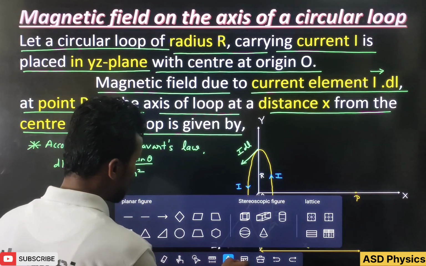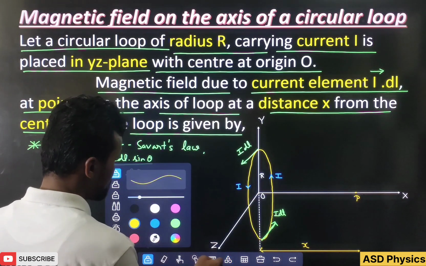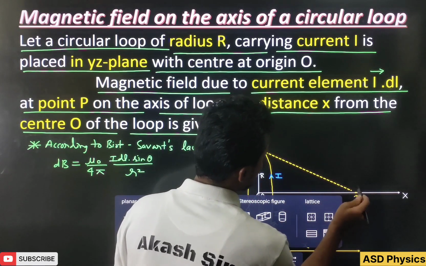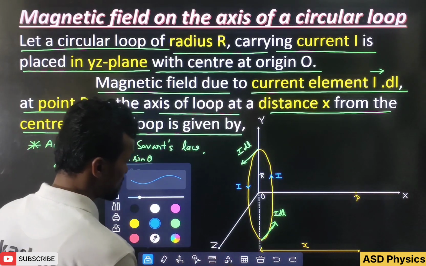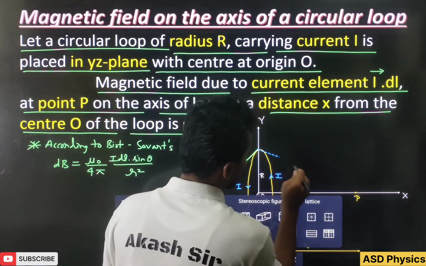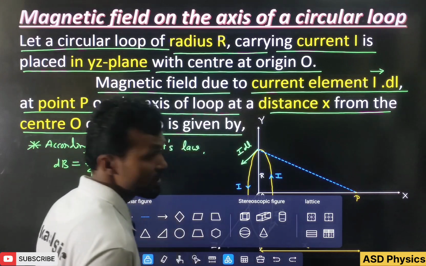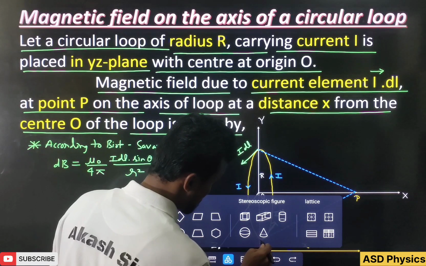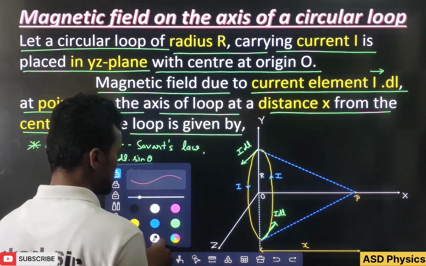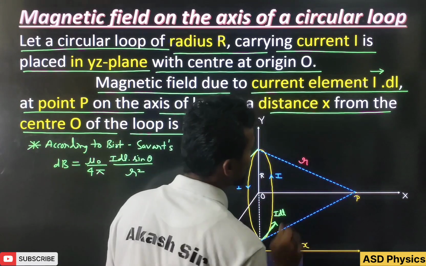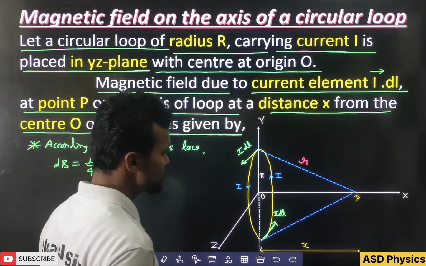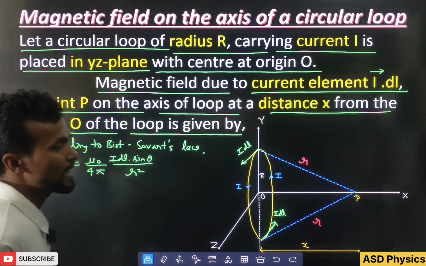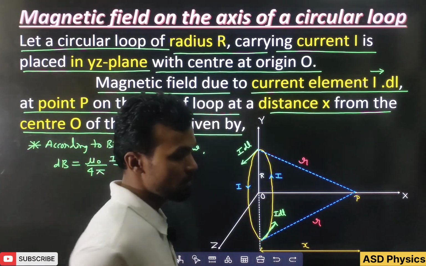So now what I will do is take the position vector, or we can say from the current element to the observation point. Let me take some different color. So, current element to the observation point, this I have taken here. Here also I will take it. Let me write here, this is the R, from the current element to the observation point. This is also R, just like a cone. Now we have to write the magnetic field at point P due to this current element.